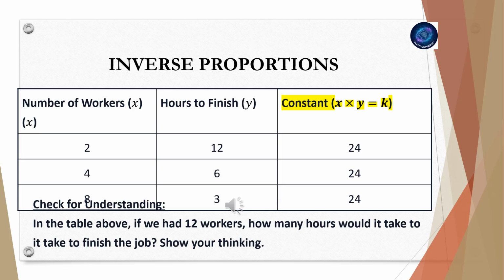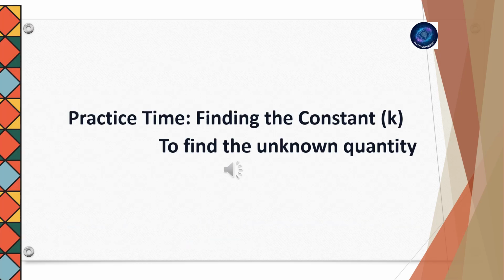Observe the given table on inverse proportions, which reinforces the idea that multiplying workers by the hours always gives the same constant. Apply this constant to find how long 12 workers would need to complete the work. Now, let's practice finding the constant of proportionality to solve the given problem on inverse proportion problems.